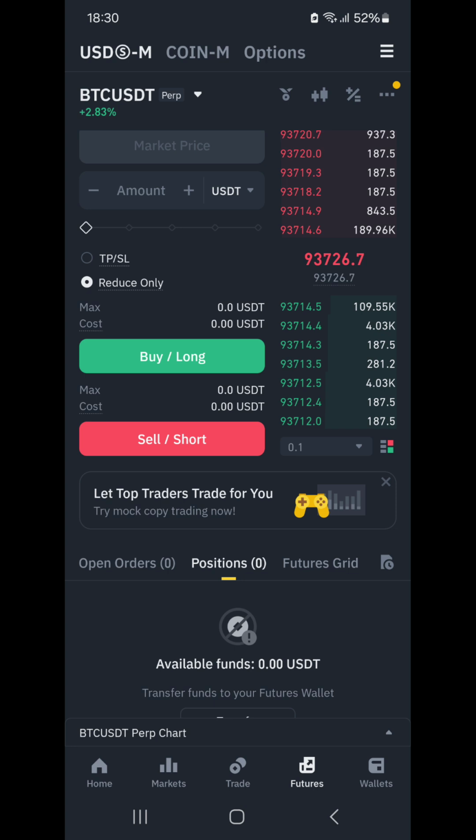Now, what is the mark price? Let's talk about the mark price. Unlike the last price, the mark price is not based on actual trades. You realize that with the last price, you see them in the order book fluctuating up and down.